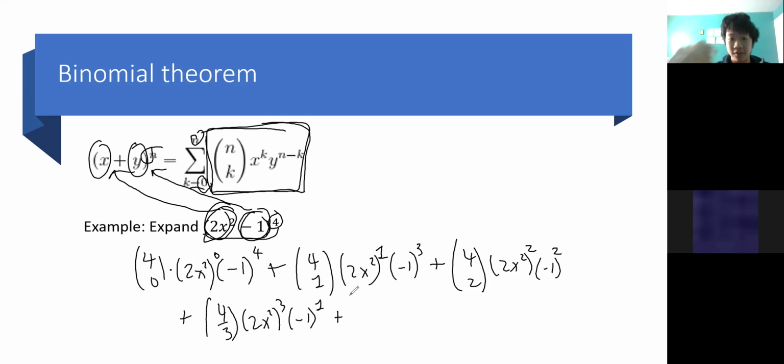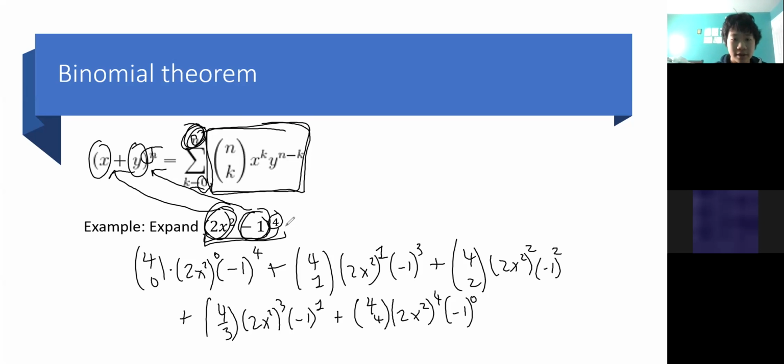Let me go again. K is 4 now. 4 choose 4 times 2x squared to the fourth, negative 1 to the 0. Now we stop. K is equal to n. So this part basically tells us we stop at n. If we go any further, we'd have 4 choose 5, which wouldn't make any sense. This is it. This is the actual expansion of this.